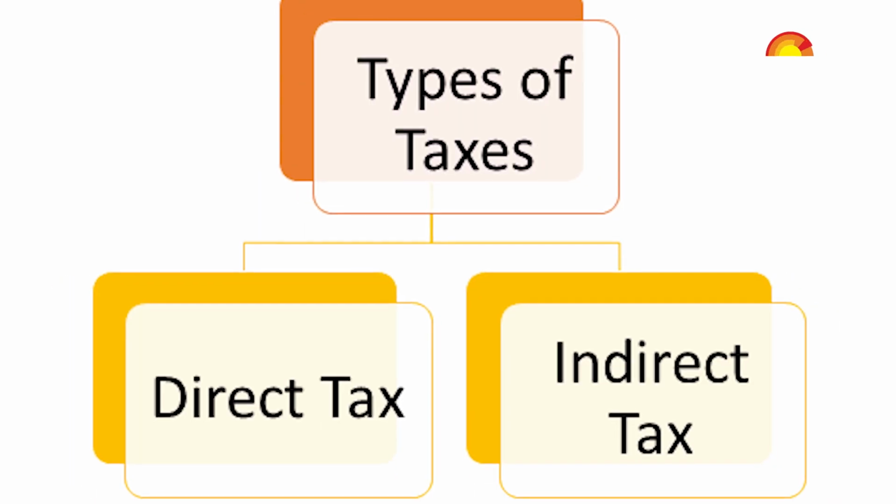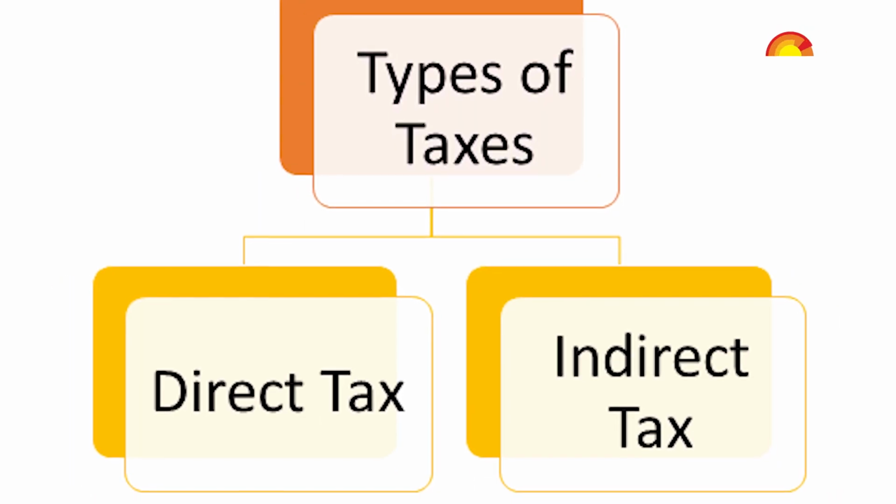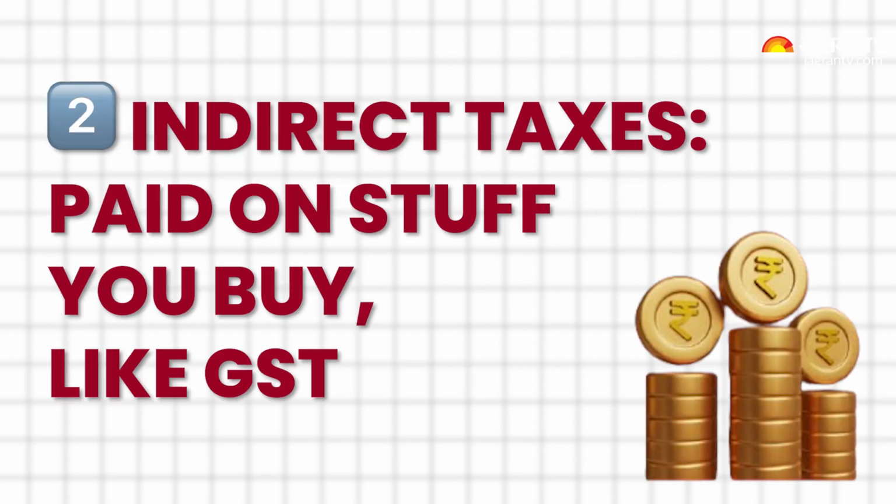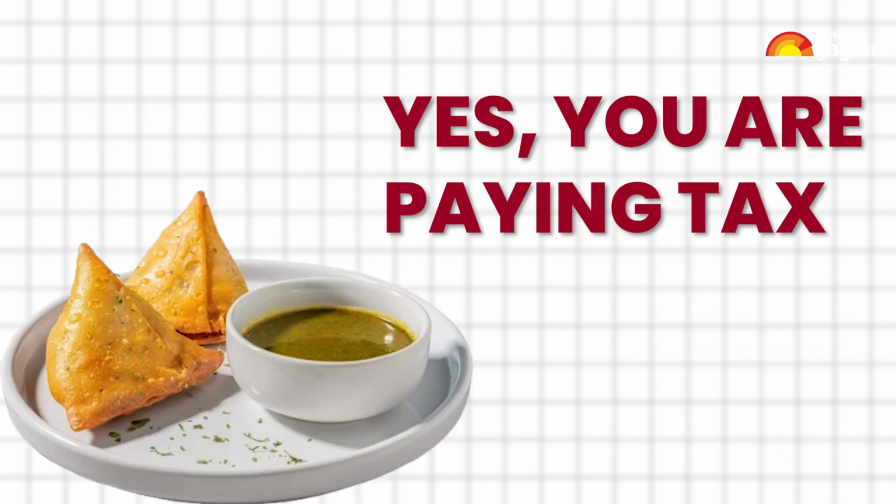Now the spicy part, taxes. There are two types of taxes, direct taxes and indirect taxes. Direct taxes are those that are paid directly by you, like income tax. And indirect taxes are those that are paid on stuff you buy, like GST. Every samosa you munch. Yep, you're paying a tiny tax.